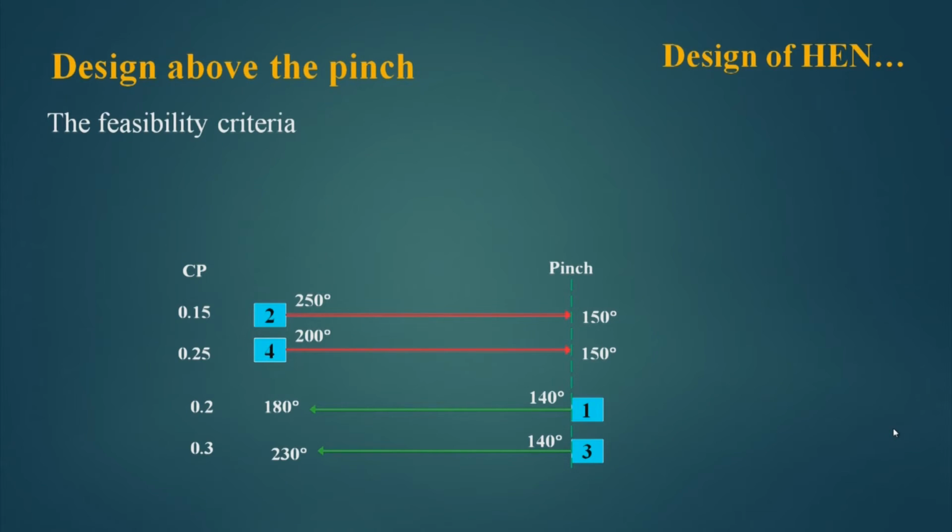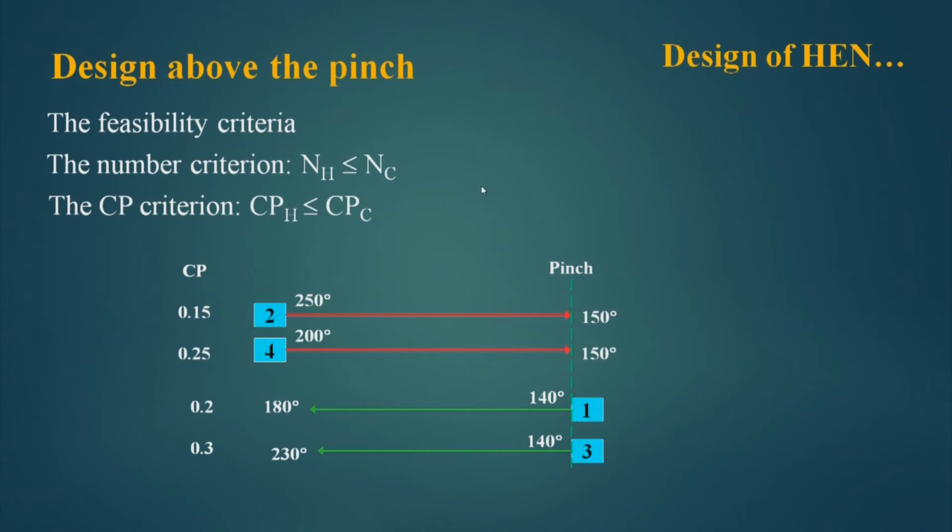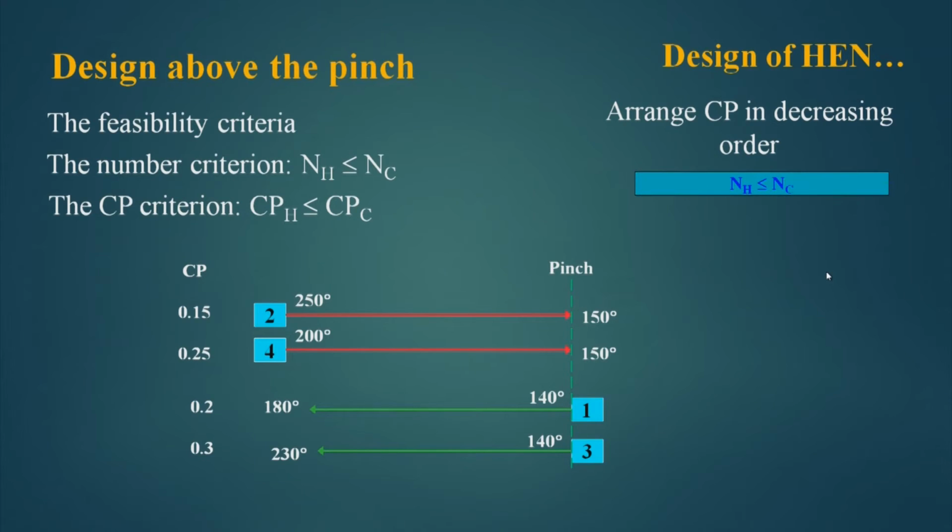Now, the feasibility criteria for the above the pinch area, which is called hot end, are NH should be less than or equal to NC. Now, here we have NH equal to NC. So, this criteria is met. Now, let us see the CP criteria. CP criteria tells that CPH should be less than or equal to CPC, and this criteria we will use when we put matches. Now, we will create a CP table.